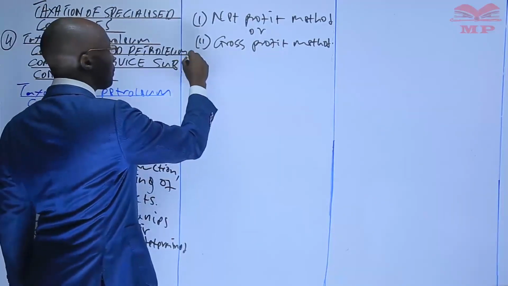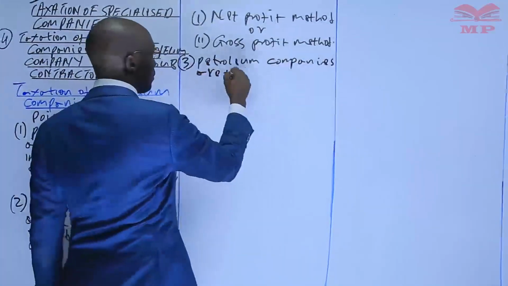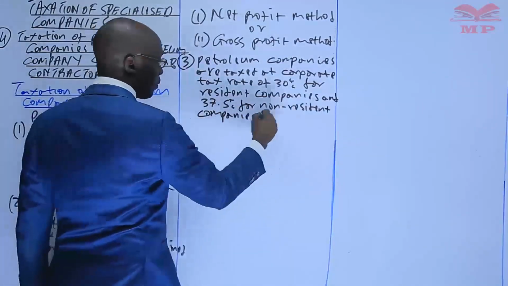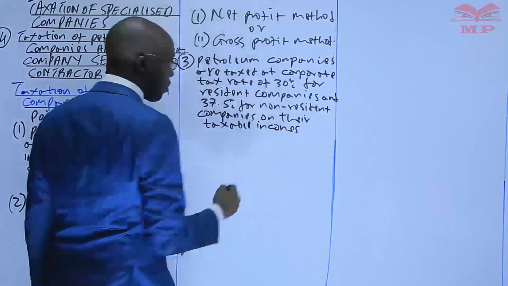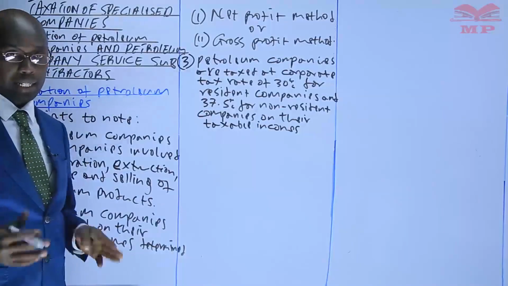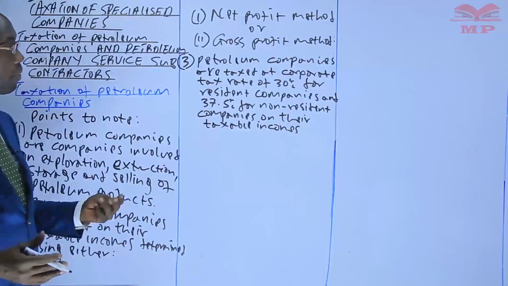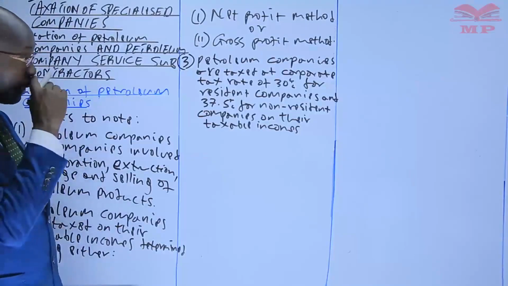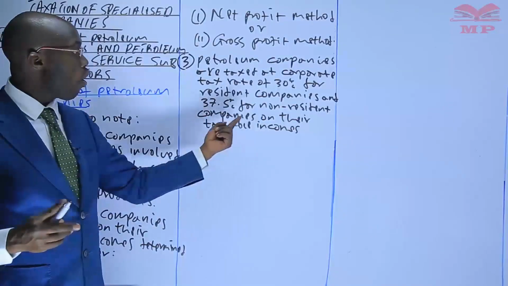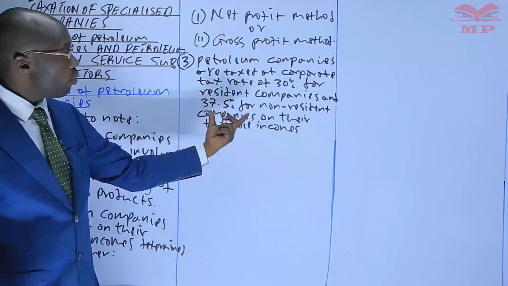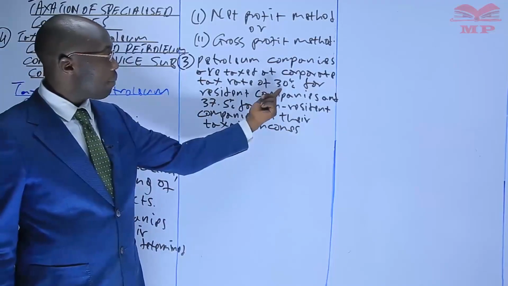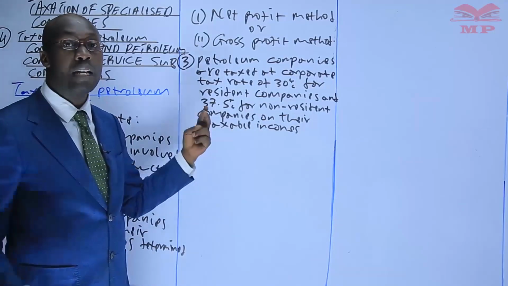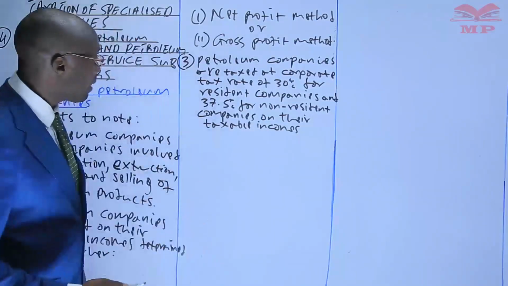Point number 3. What we need to note is that petroleum companies are companies like any other. So we need to determine the taxable income, and then we apply the corporation tax rate to know the tax that is supposed to be paid by the petroleum company. So we normally apply the corporation tax rate on what? On the taxable income. So you get the taxable income. If it's a resident company, tax it at the rate of 30. If it is a non-resident company, tax it at the rate of 37.5 to get the tax that that company is supposed to pay. That is point number 3.